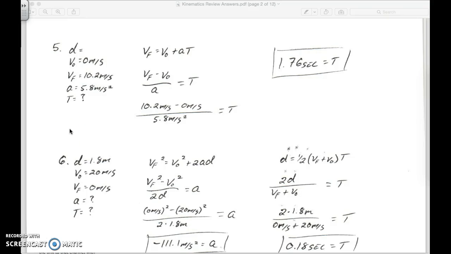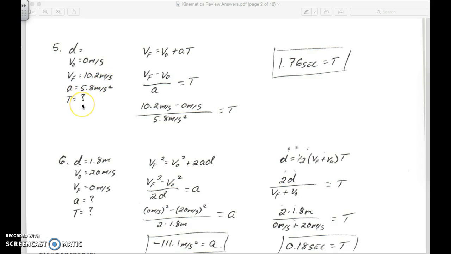Here are problems 5, 6, and 7 on the kinematics review. Number 5, a college sprinter accelerates from rest, so V naught is 0 meters per second, at 5.8 meters per second squared. So that's an acceleration, 5.8 meters per second squared, I'm going to put next to A, to his maximum speed of 10.2 meters per second. How long does it take the sprinter to reach the maximum speed?